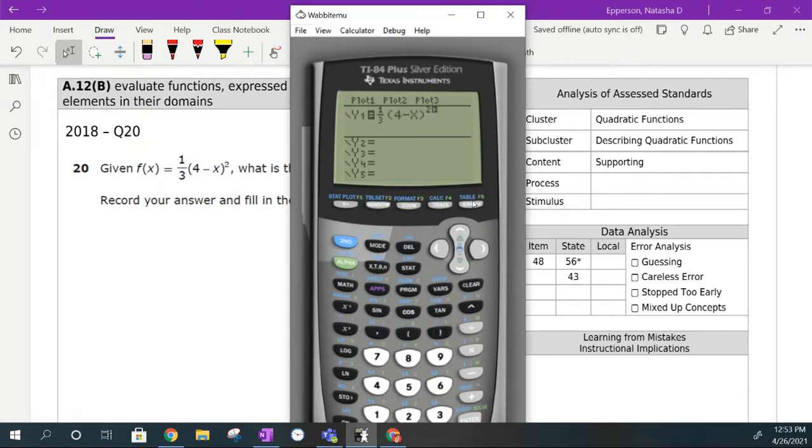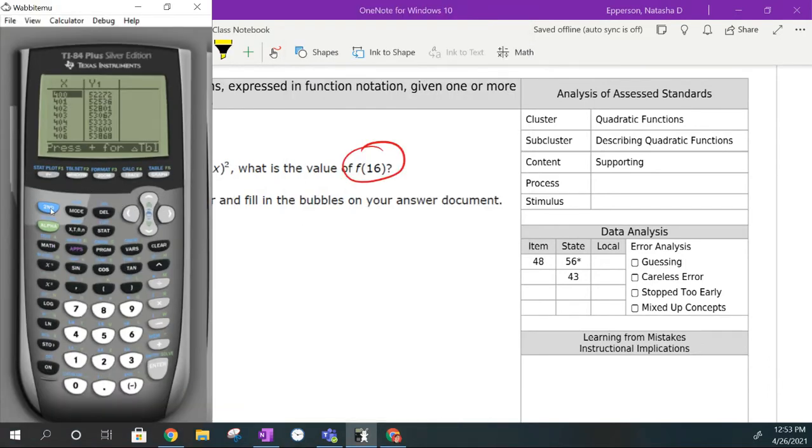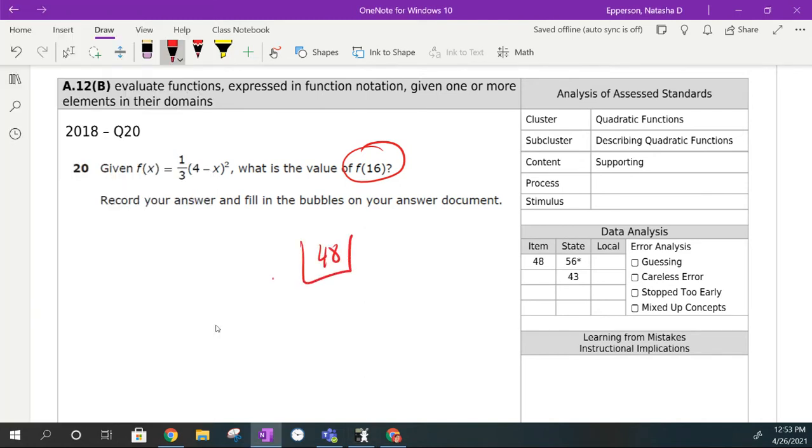Then I'm going to go to second graph. Now I need to change my table set. So I'm going to go back to second table set, and I'm going to change that to, since we're looking when it's inside the parentheses, we're looking for the x value, I'm going to change it to 16. Go to second graph, that gives me 48. So I'm going to box 48.